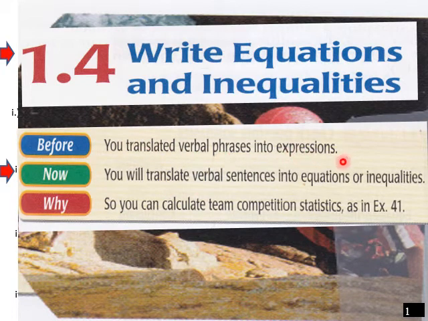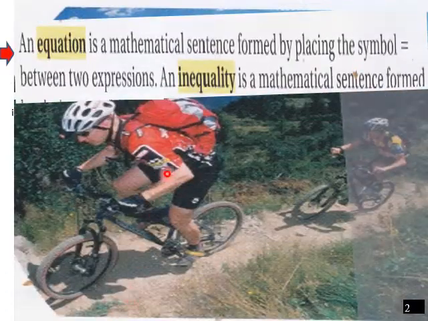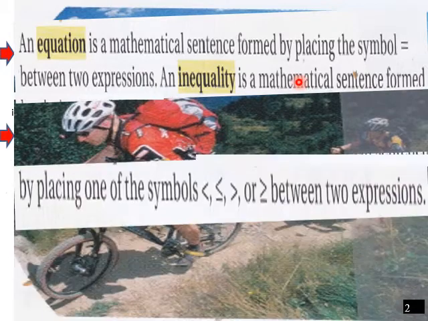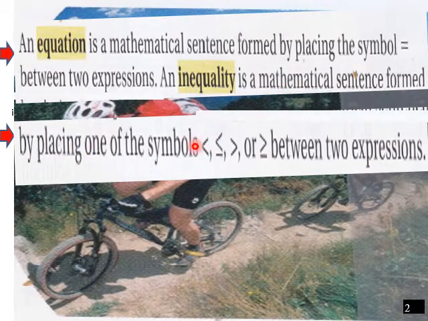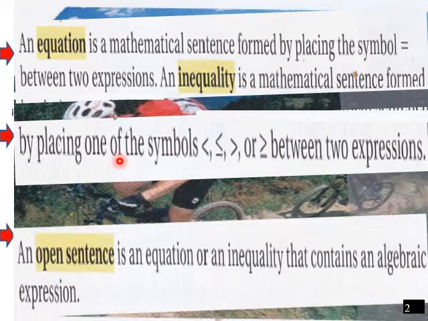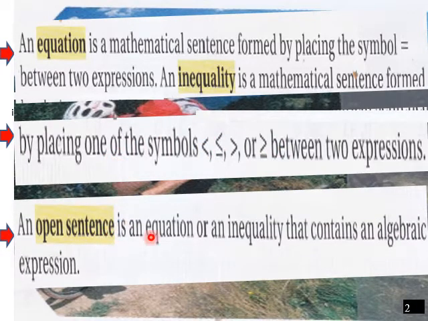Okay, on to our lesson 1.4, write equations and inequalities. You translate verbal phrases into expressions. You will translate verbal phrases into equations. So an equation is a mathematical sentence formed by placing the symbol equals between two expressions. That's an equation. An inequality is a mathematical sentence formed by placing one of these symbols between two expressions.